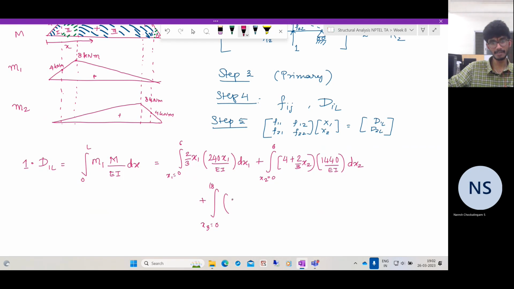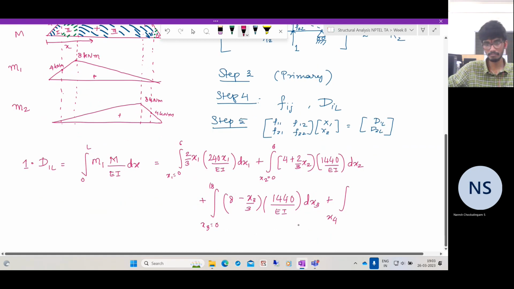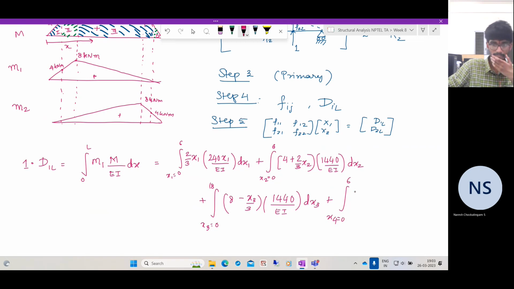And there you have the expression for the bending moment. It starts at a value 8, and it is decreasing with a slope of 1 by 3. So it is 8 minus x3 by 3. What is the real bending moment? It is again a constant, 1440 by EI dx3, plus the integral over x4. Note that x4 starts from the right hand side. So x4 goes from 0 to 6. The virtual bending moment is x4 by 3, and the real bending moment is nothing but 240 x4.